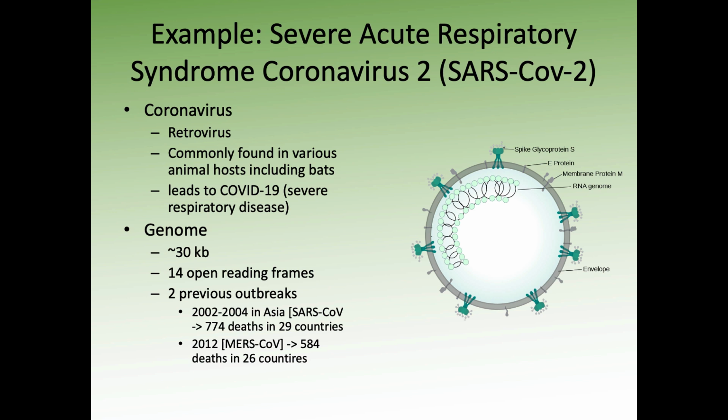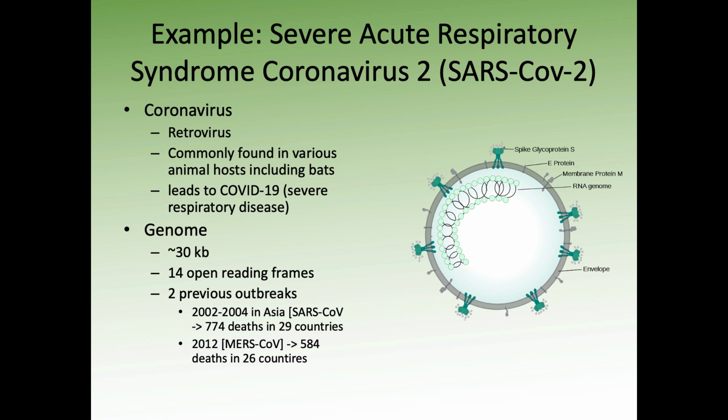So that brings us to our modern day case, which is the coronavirus. The coronavirus is also an RNA virus, a retrovirus, a single strand RNA virus. It's commonly found in lots of animal hosts, but these also often include bats. And the virus itself is actually the severe acute respiratory syndrome coronavirus 2. That's led to what we refer to now as COVID-19, which is the actual respiratory disease. Its genome is about 30,000 base pairs long, a little bit less than that. It's got about 14 open reading frames.